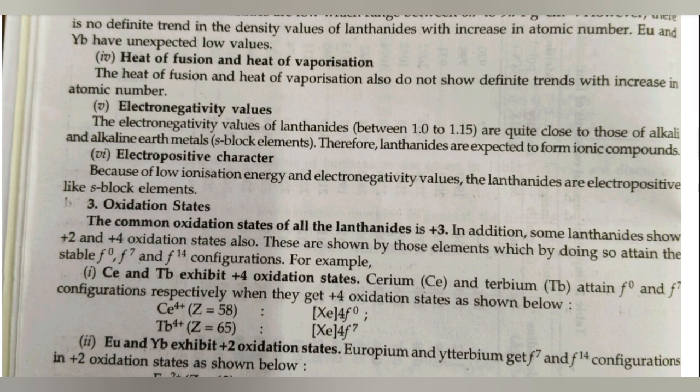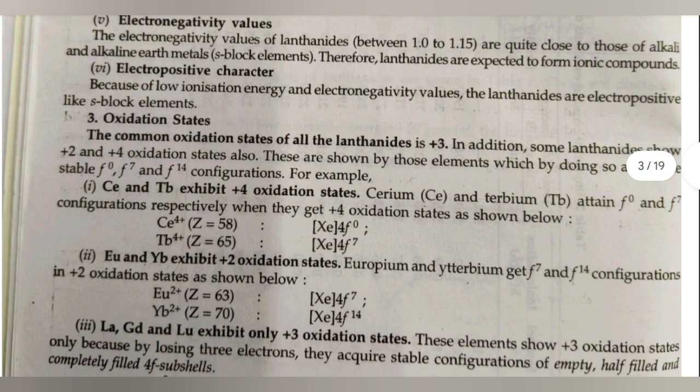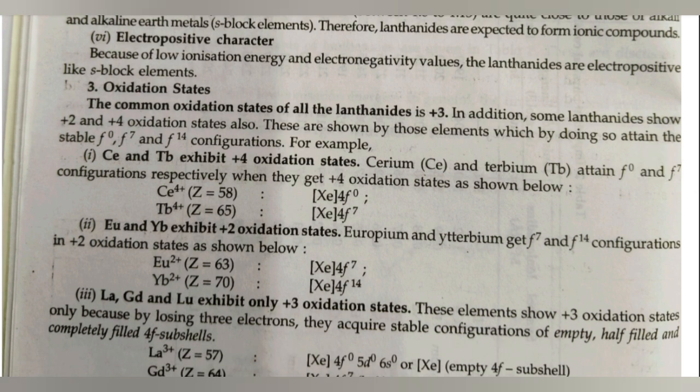Fifth is electronegativity value. The electronegativity values of lanthanides, between 1.0 and 1.15, are quite close to those of alkali and alkaline earth metals as s-block elements. Therefore, lanthanides are expected to form ionic compounds. Sixth, electropositive character. Because of low ionization energy and electronegativity value, the lanthanides are electropositive like s-block elements.